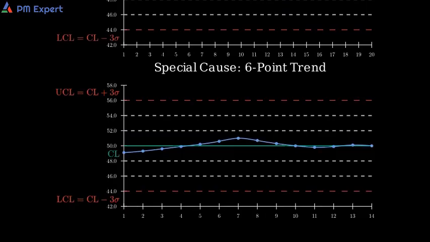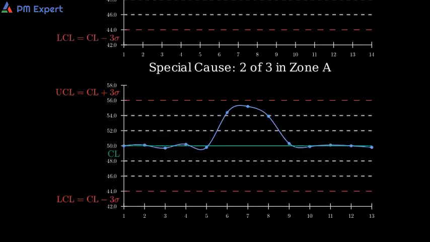6 or more points in a row steadily increasing or steadily decreasing suggest a drift in the process, which is a special cause. A third classic signal is 2 of 3 consecutive points in zone A on the same side, that is, beyond 2 sigma from the center line. This often precedes a point going out of control.